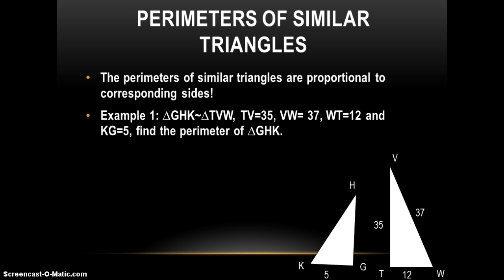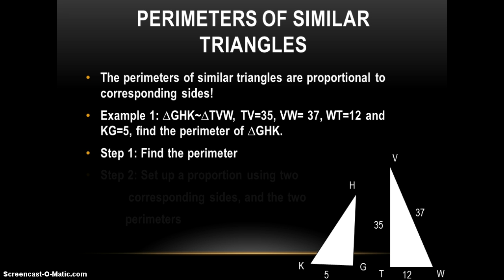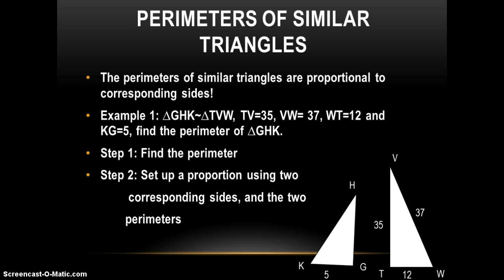TV equals 35, VW equals 37, WT equals 12, and KG equals 5. Find the perimeter of triangle GHK. So for step 1, we're going to find the perimeter. Step 2, we're going to set up a proportion using two corresponding sides and the two perimeters. And then step 3, we're going to cross multiply and solve.